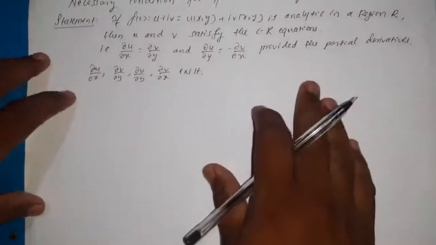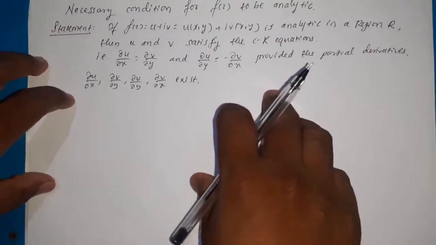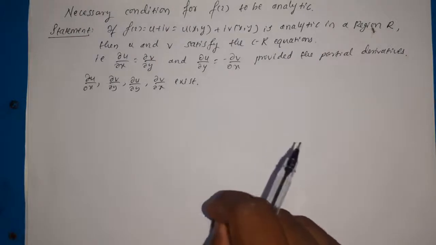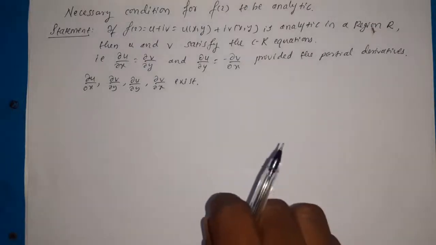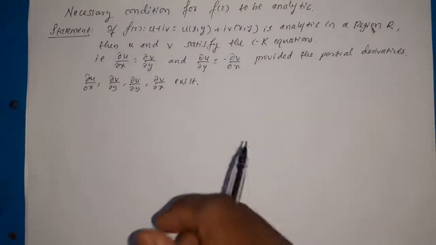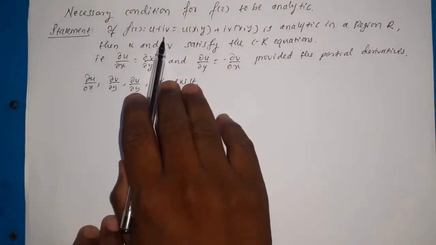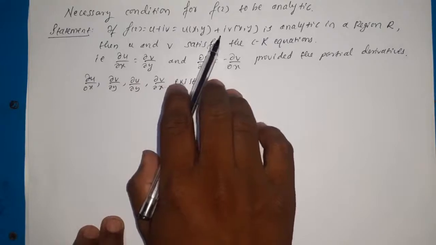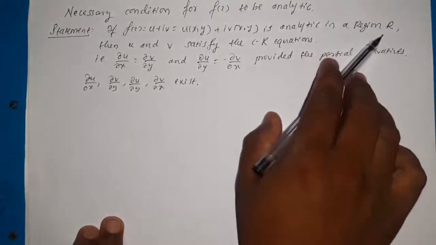So here we know the definition of the analytic function. Analytic function means the function f of z is said to be analytic if it is defined and differentiable at each point in the domain D or in the region capital R. So here, if f of z equal to u plus iv, where u and v are the functions of x and y, that can be written as u of x comma y plus i into v of x comma y, is analytic in a region R.